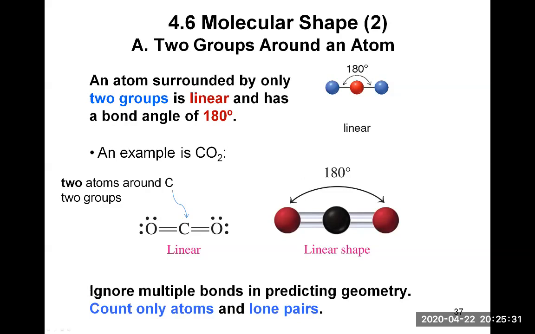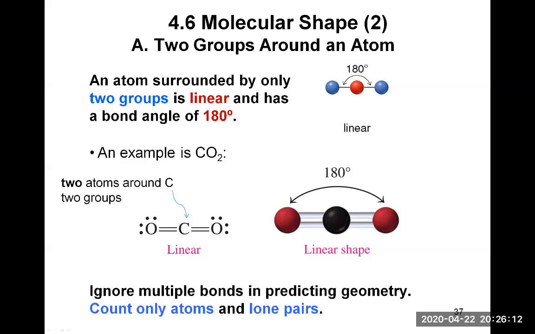A more realistic example is CO2. You see the Lewis structure of CO2 on the left, and carbon is surrounded by two oxygens, bonded with those two oxygens with double bonds. When we count the number of groups surrounding carbon, the central atom in this case, we count that there are two groups around carbon. You count one double bond as one electron group, and the other double bond as another electron group. You can also count just the atoms, and that will lead to the same result.